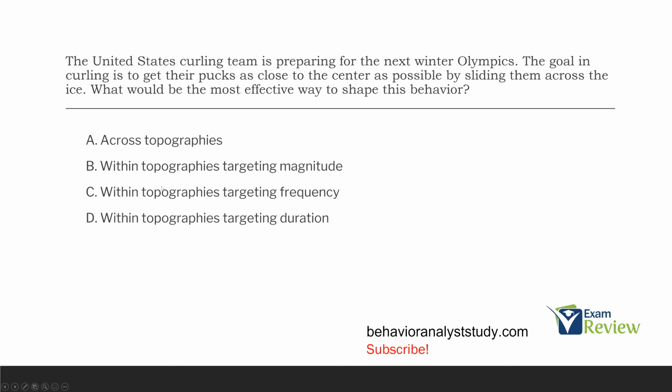So if we shape within topographies targeting magnitude, now we have our topography, and we're trying to get the puck closer and closer. So we're targeting the magnitude or the closeness of the puck. We're not targeting the amount of time or responses. What we're trying to do is shape within the topography of shooting the puck in order to make it get closer and reduce the magnitude of the puck to the center. So what would be the most effective way to shape this behavior? Well, within topographies, targeting magnitude.